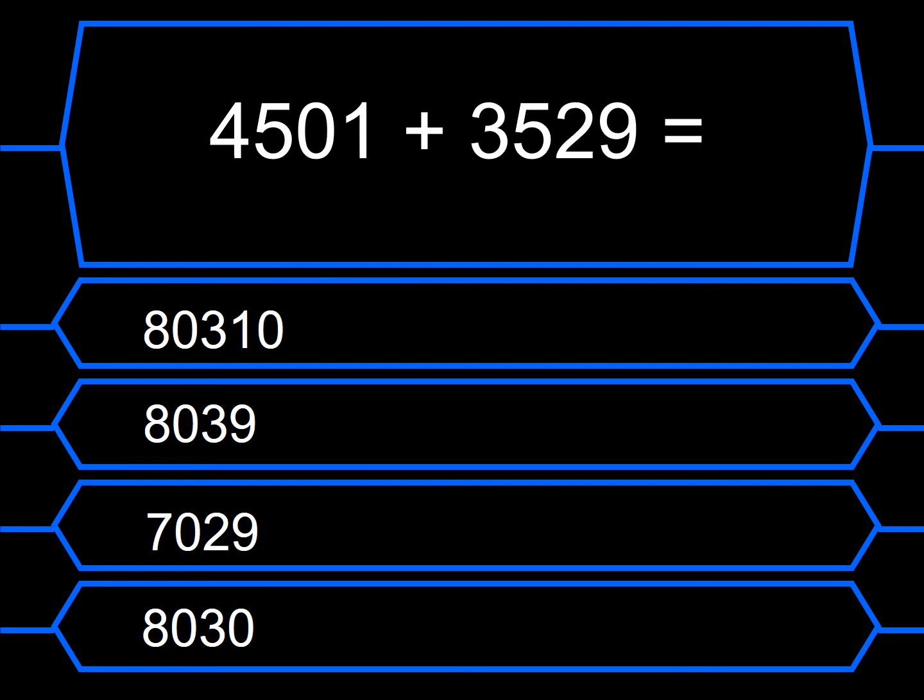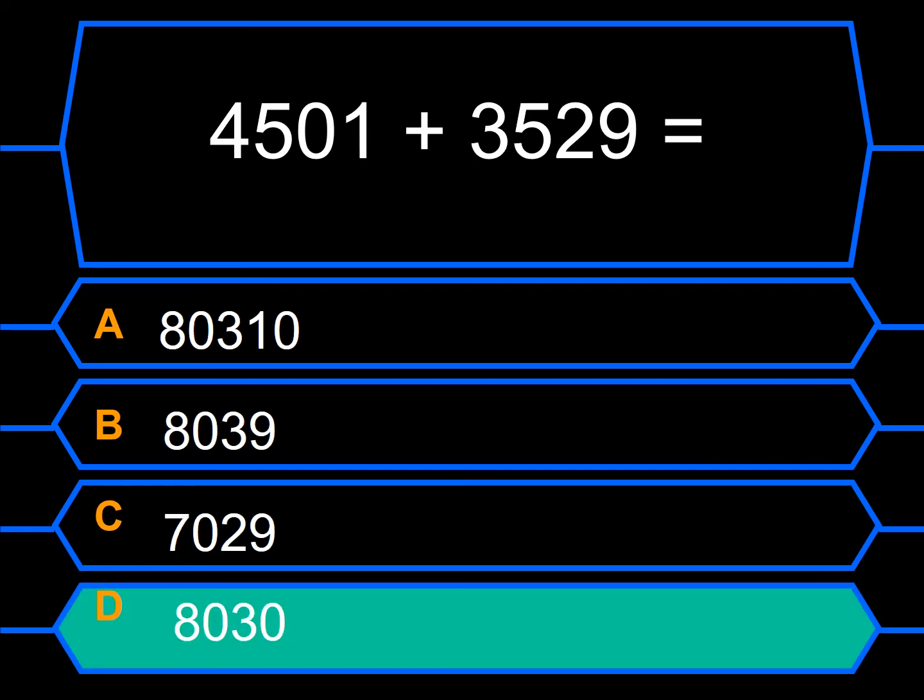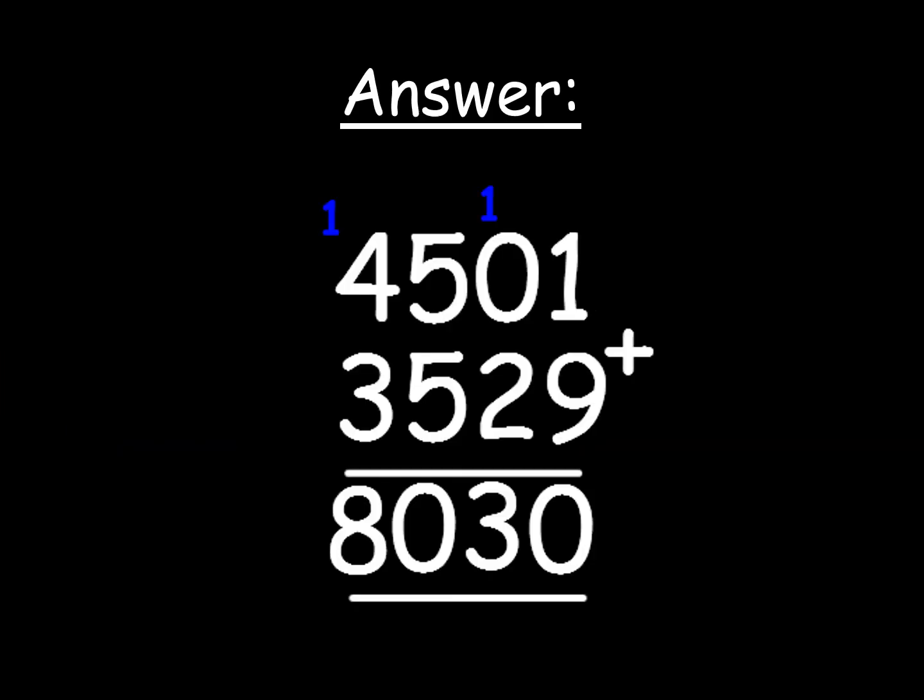Is the answer A, 80,310? Is the answer B, 8,039? C, 7,029? Or D, 8,030? Pause the video now, have a go. The answer is D, 8,030. Already up to £1,000, well done.